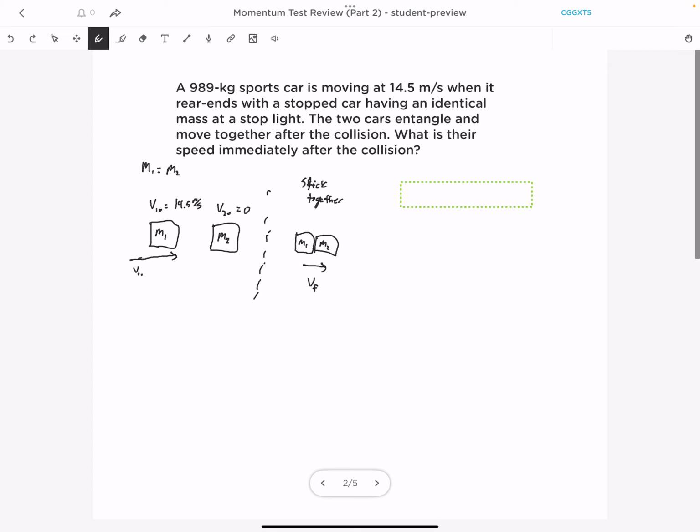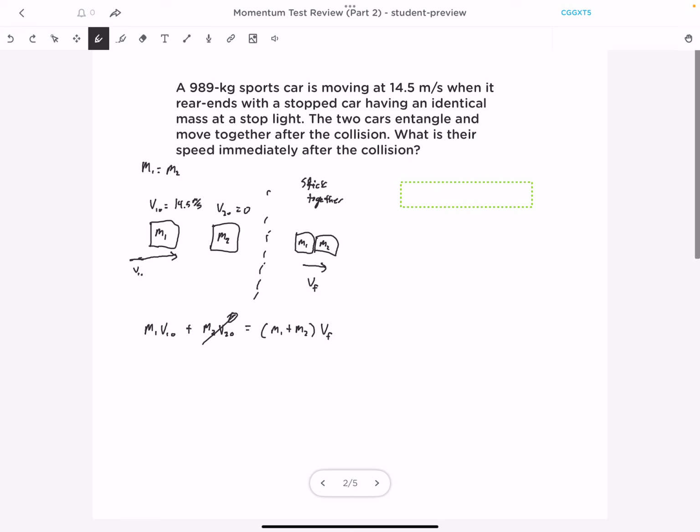Now, if you actually write out the equation for them sticking together, I'm just going to write out the conservation of momentum. The one thing that you need to think about is the fact they stick together, that means they're traveling with the same final velocity. So the way that I can write the final momentum of the system is I basically treat it like one large object with a total mass of M1 plus M2. We can simplify this even further.